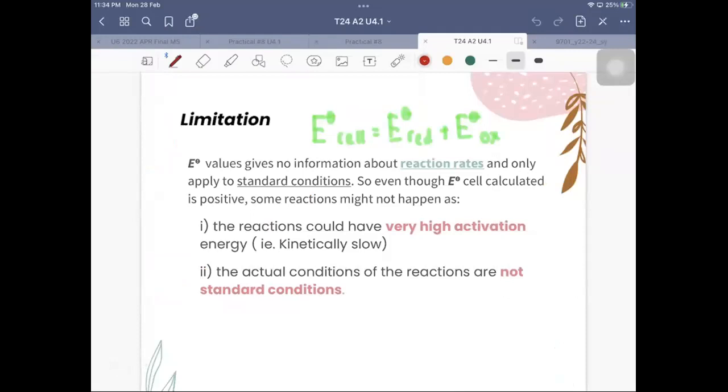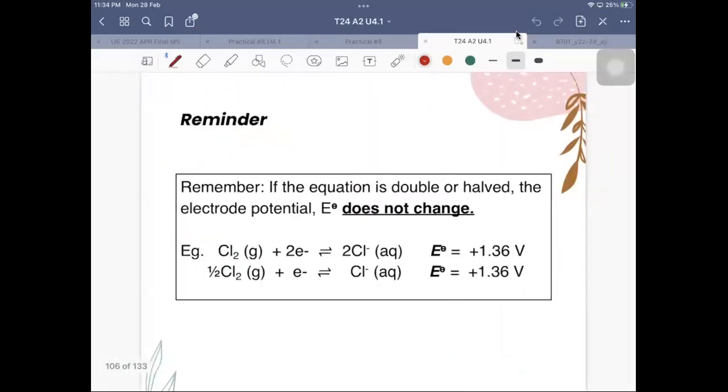So these are some of the reasons why, even after calculating the E cell to get a positive E cell, which by theory should happen, sometimes it doesn't happen because of the high activation energy or because the conditions that we actually carry out our practical in are not standard. So standard conditions usually consist of a concentration of your ions of 1 mole per dm cube, atmospheric pressure, and room temperature, okay?